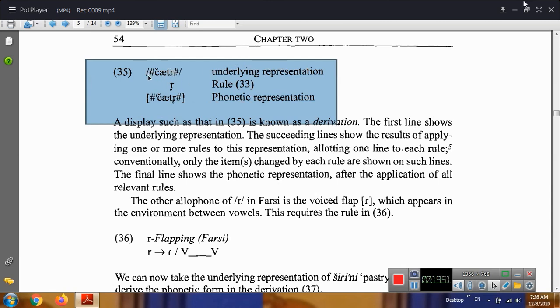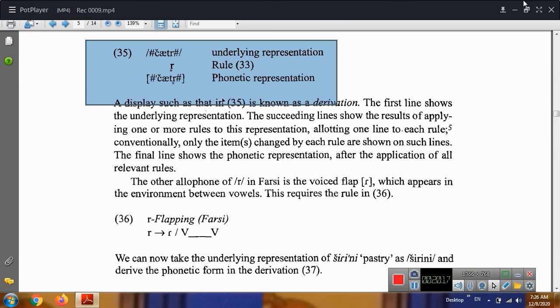The first line shows the underlying representation, which we represent in this way. The succeeding lines show the result of applying one or more rules to this representation, and we consider one line to each rule. Conventionally, only the items changed by each rule are shown on such lines. The final line here shows the phonetic representation after the application of all relevant rules.